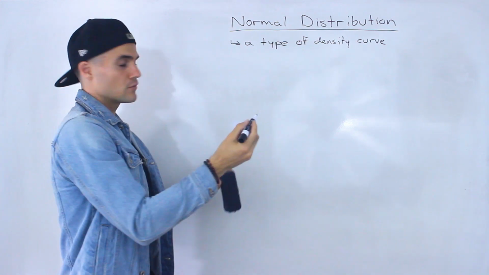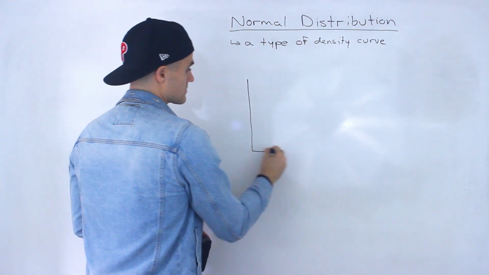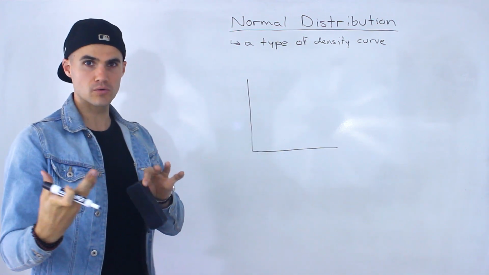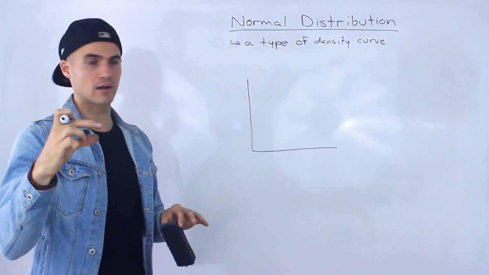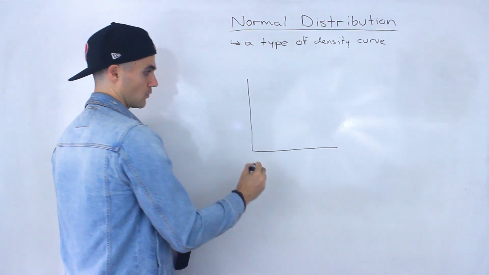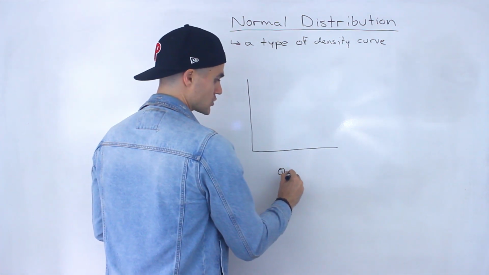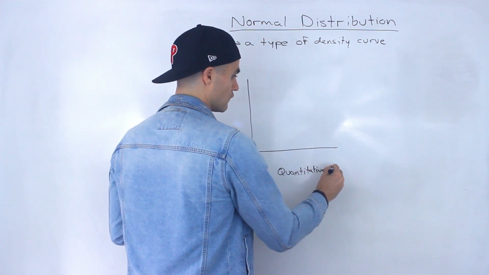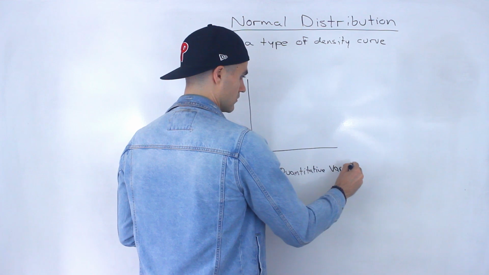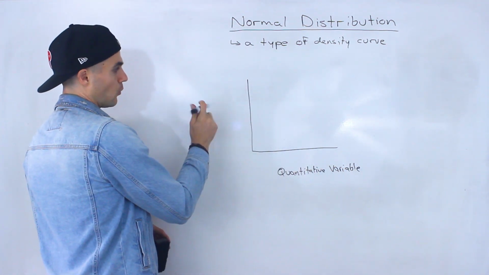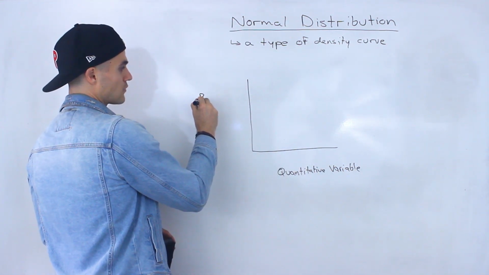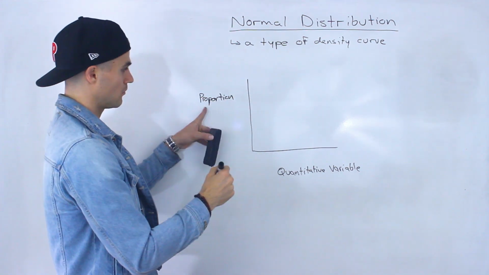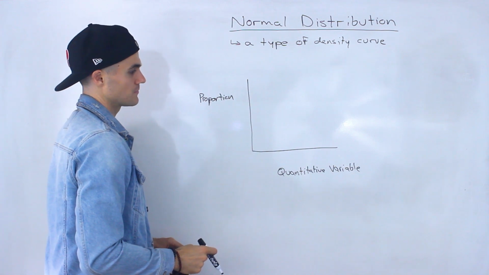So to do a quick little review of what a density curve is, I mentioned that a density curve is basically like a relative frequency polygon with infinite intervals. We're going to have some kind of measure on the x-axis of some kind of quantitative variable. And then on the y-axis, we're going to have a proportion, or sometimes percentages, but in more cases than not, it's usually proportion.